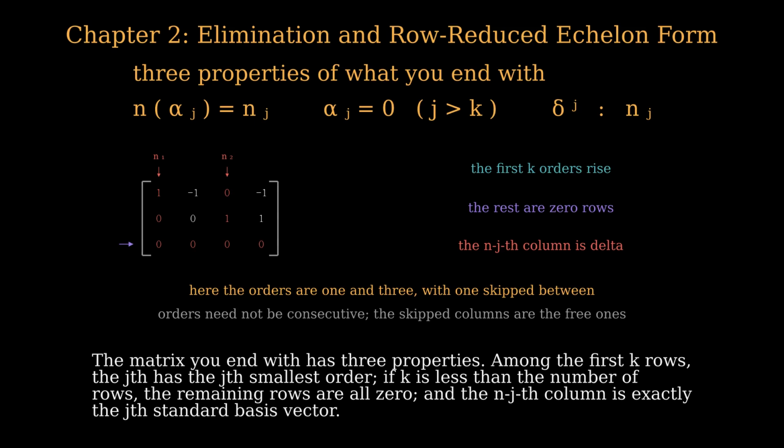The matrix you end with has 3 properties. Among the first k rows, the jth has the jth smallest order. If k is less than the number of rows, the remaining rows are all 0, and the njth column is exactly the jth standard basis vector.